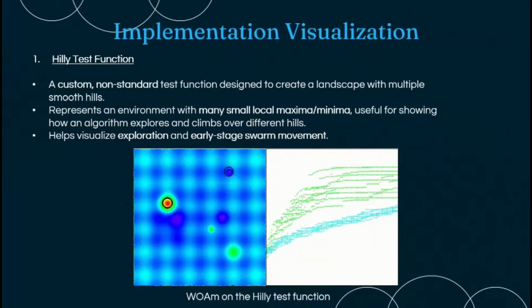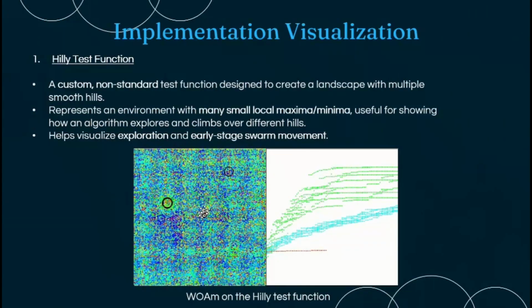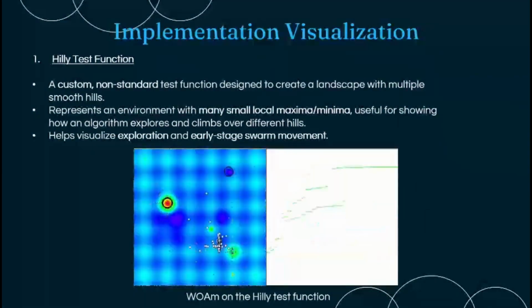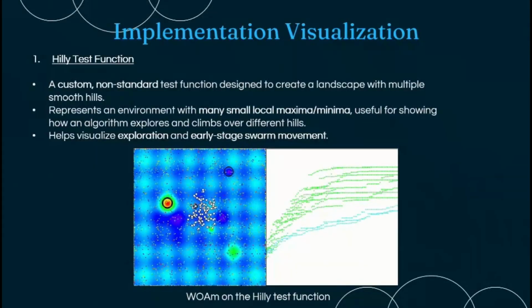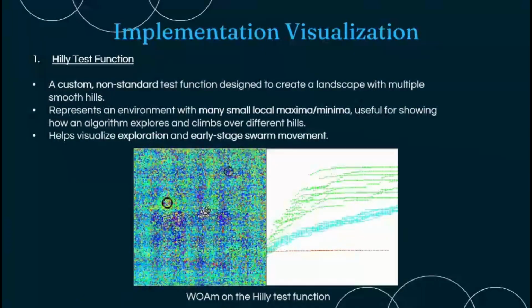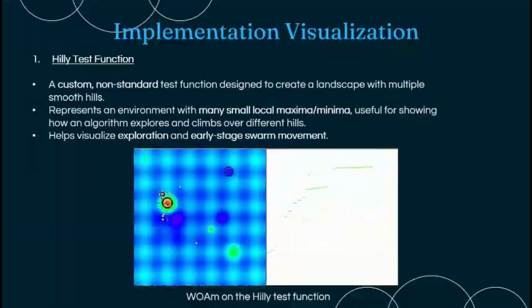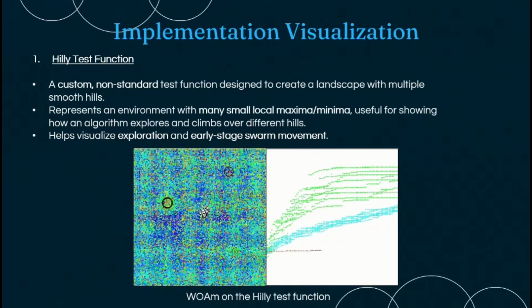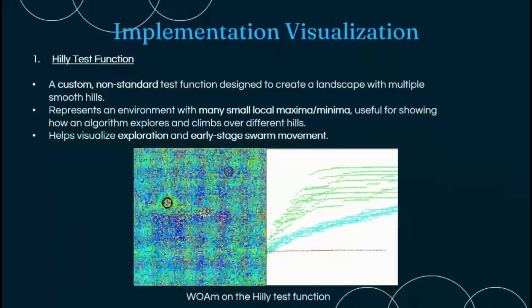The whale optimization algorithm explores this landscape by moving across these hills, and we can clearly see in the animation how it begins identifying the promising regions while still maintaining movement across the search space. Like this, the agents begin moving towards the areas with higher fitness values. This shows how the algorithm balances exploration and exploitation in a smooth landscape.